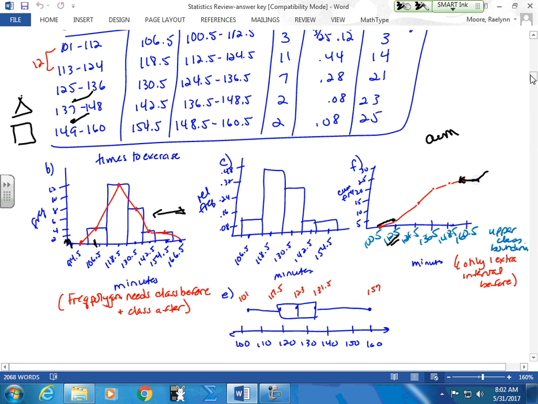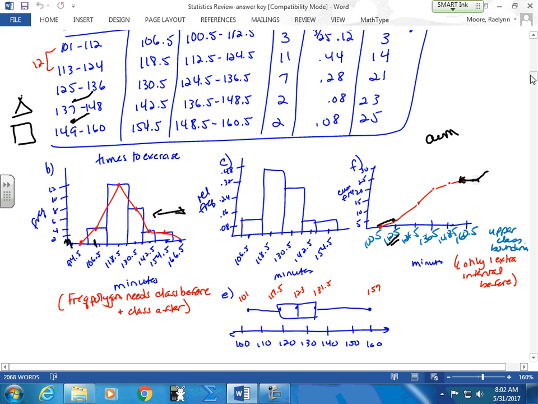Are we okay with this? Questions? You probably won't see that one, but just to know it. Box and whisker. Can everybody do a box and whisker? How did we do the box and whisker?